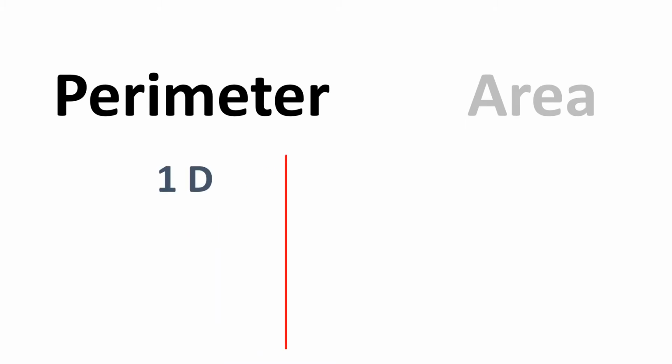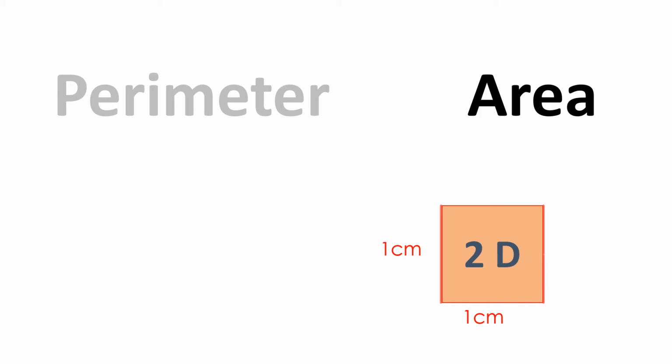Let's recall perimeter. The length of boundary of a closed figure is called the perimeter. So perimeter is one dimension as it has only length. So a line is called one dimension. Let's take 1 centimeter line. If we extend this line by distance of 1 centimeter like this, we get two-dimension shape called square.